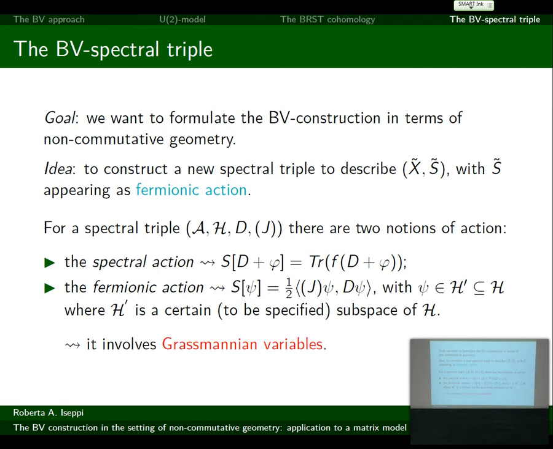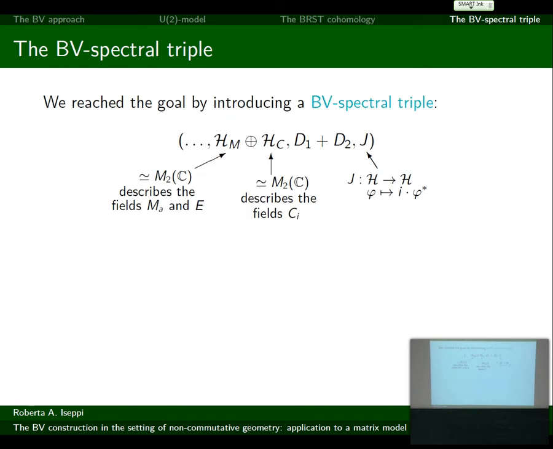So why can this be the right way to go? Because often the fermionic action is involving Grassmannian variables. And these are exactly what we have. And so that was the right way to go. So this is what we found out. This is what we will call the BV-spectral triple. And so from our extended theory, we got the information to construct the Hilbert space, the operator, and we are forced to introduce a real structure.